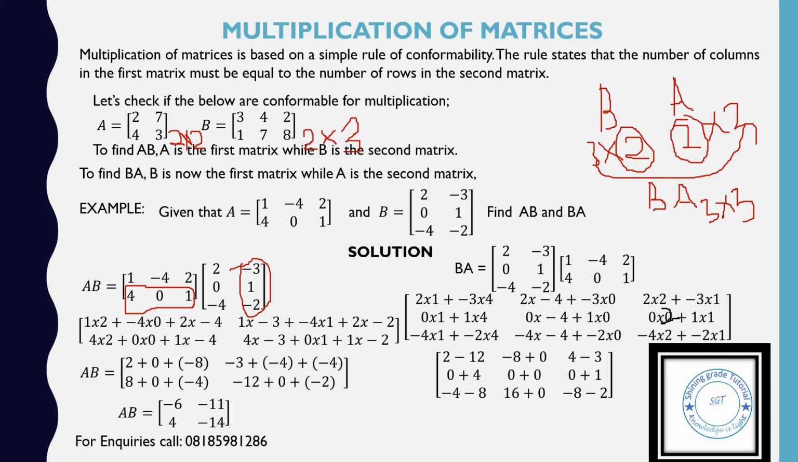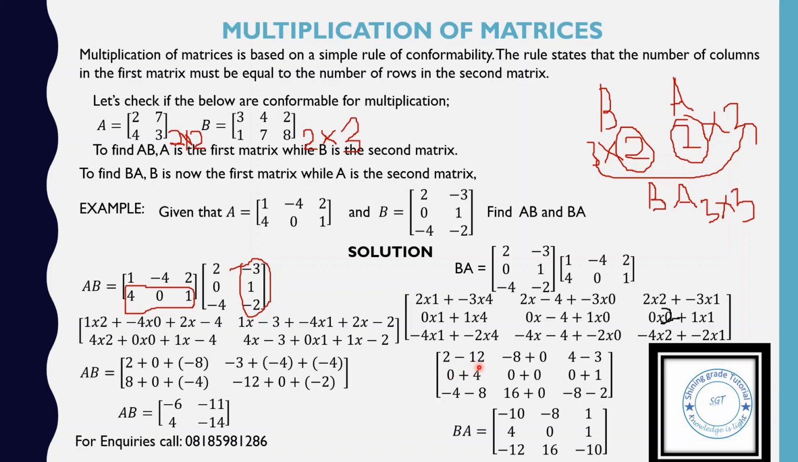So minus 4 times minus 4, that will be plus 16. Minus times minus is plus. 4 times 4 is 16. Plus 0 is 16. Minus 2 times 0, that will give us 0. We have it here. And minus 4 times 2, that will be minus 8. Minus 2 times 1 is minus 2. Alright, so we can have our final answer.